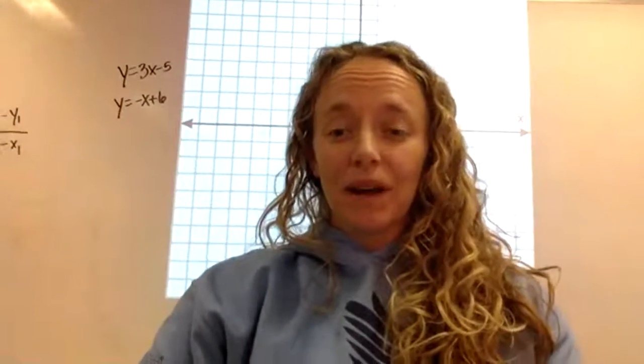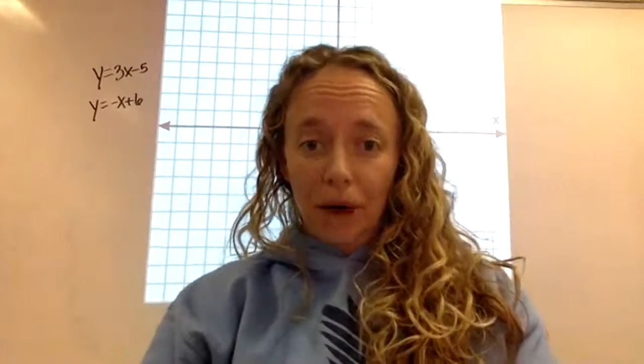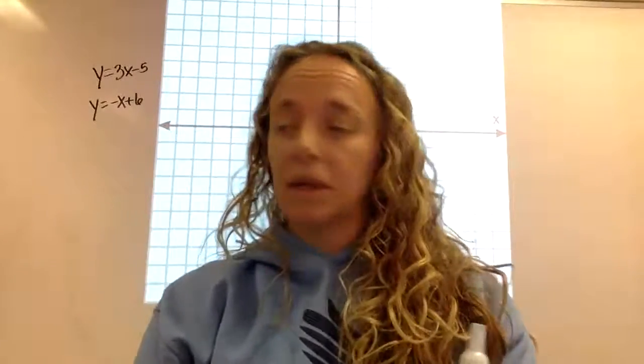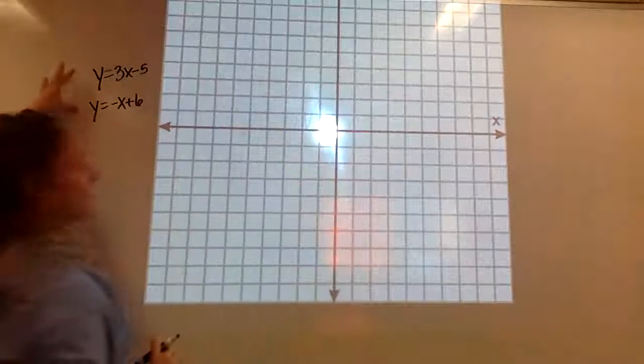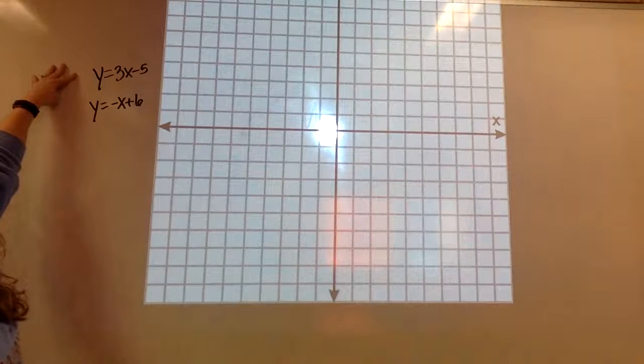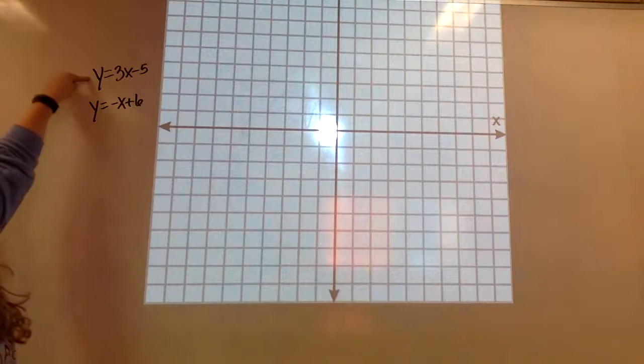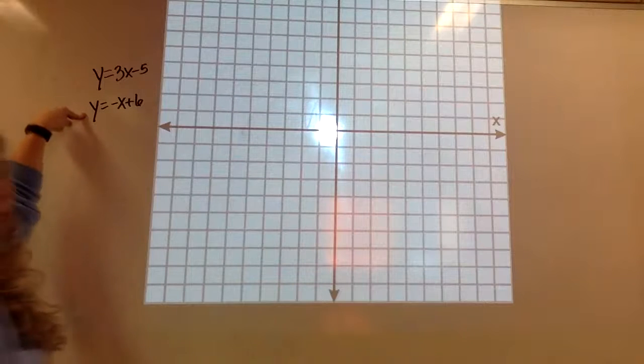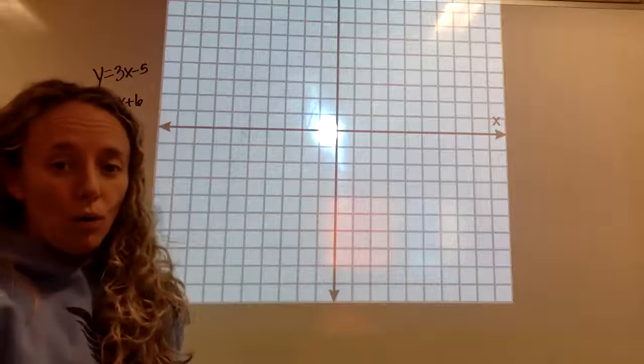Hey, so now what we are going to do is we are going to graph a couple of lines. And when we graph these lines, we're going to look at the slope and y-intercept. These are the two lines that we are going to graph, two lines in slope-intercept form. Our first one, y equals 3x minus 5, and our second one, y equals negative x plus 6. Ooh, it's going to be fun.